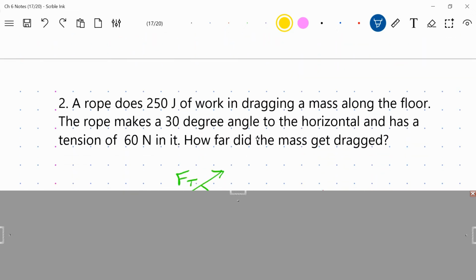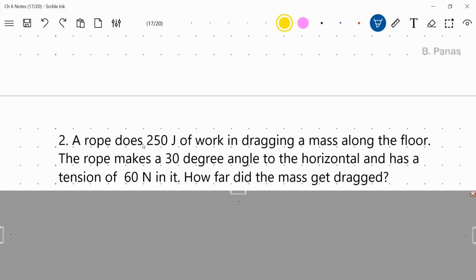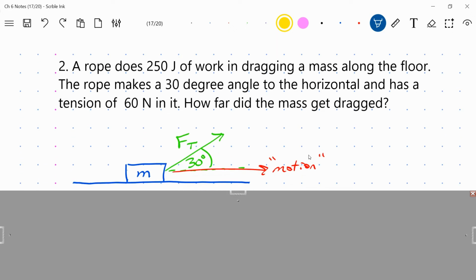Okay, number 2. A rope does 250 joules of work in dragging a mass along the floor. The rope makes a 30-degree angle to the horizontal and has a tension of 60 newtons in it. The question is, how far did the mass get dragged? Okay, so a little diagram will help. There's my generic box on the floor. I've indicated the force of tension, which is known to be 30 degrees above the horizontal. And of course, reading into the question, it's pretty safe to say that the floor is level. So this box is going to move in that horizontal direction.